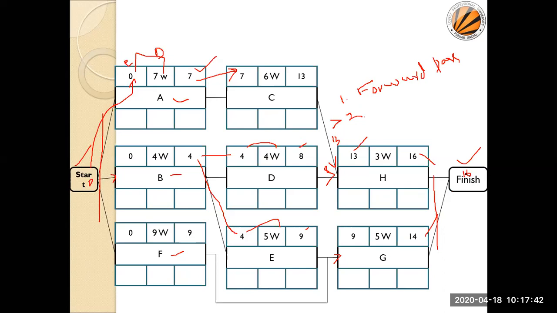If we are not using this finish and start, then every path becomes a critical path, because here you can see we left this value. Definitely this is not a critical path. This is the critical path. Right, now the next step.